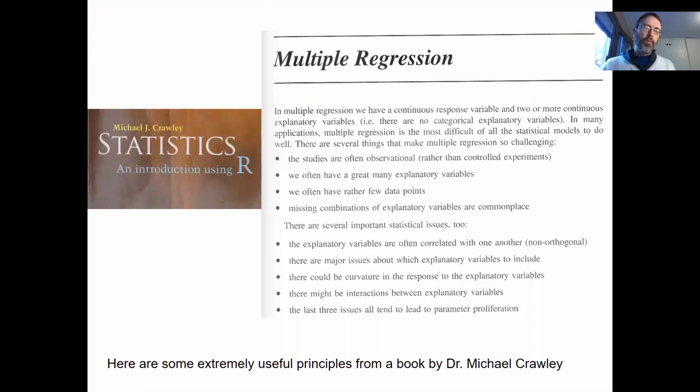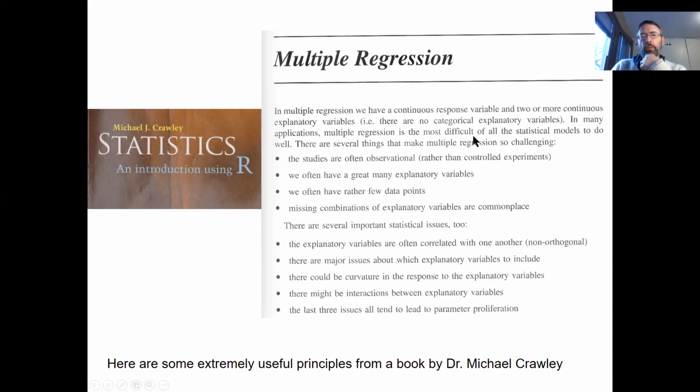Now, I want to borrow from this book by Michael Crawley, Statistics: An Introduction Using R. He has a chapter on multiple regression, and I very much enjoy this opening. And you might not fully grasp it. I just let this flow over you. However, his take on this is, I think, very, very good. So in multiple regression, we have a continuous response variable and two or more continuous explanatory variables. They're not categorical explanatory variables in what we're talking about here, although I will tell you how to do that in just a second. Just say the words out loud.